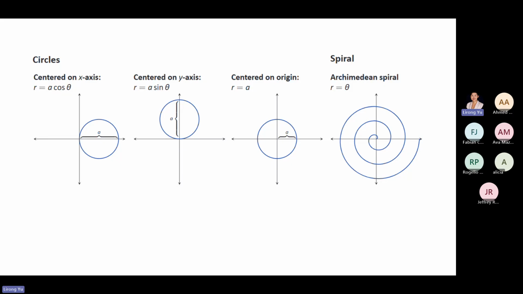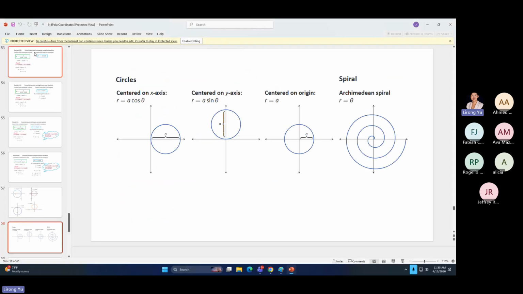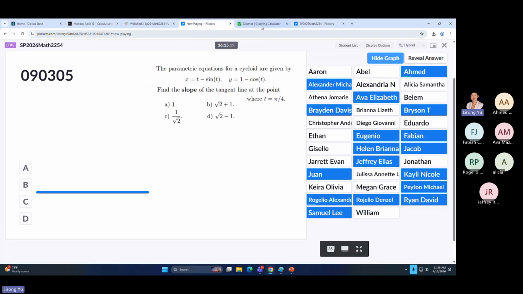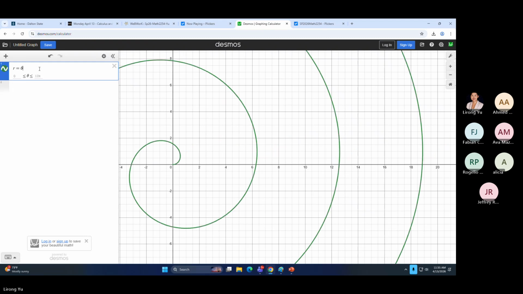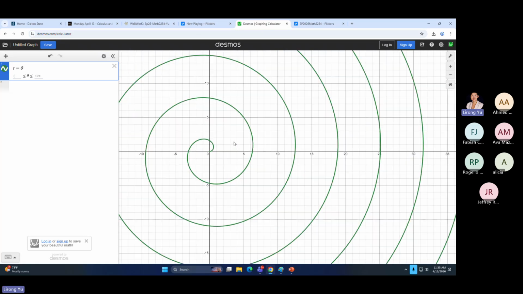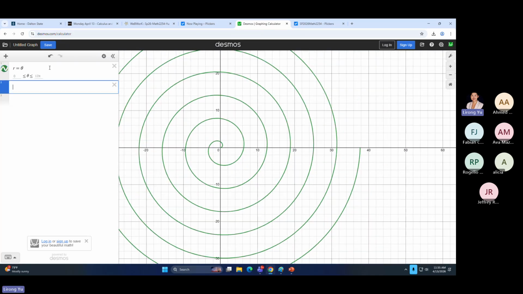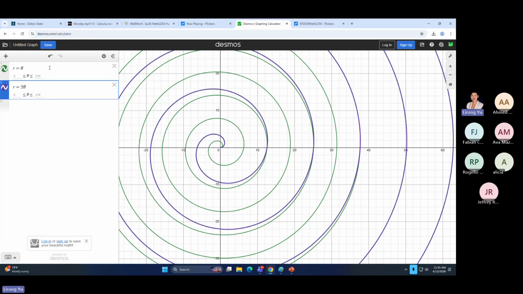Depending on the function of theta, it affects the radius of the spiral. If you have a quicker growing function of theta, then the spiral is more expanded. I guess I can show an example. So for example, r equal to theta. So this is r equal to theta, right? And then, for example, you can also have r equal to 2 theta. So you can see the radius increases bigger.